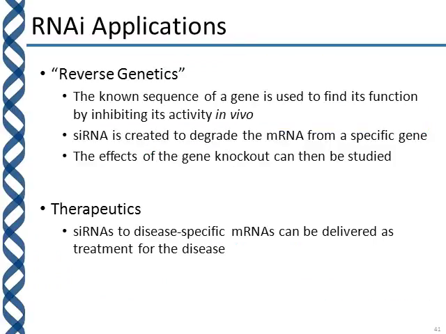So some of the RNA interference applications are reverse genetics. The known sequence of a gene can be used to find its function by inhibiting its activity in vivo. siRNA can be created to degrade the messenger RNA from a specific gene, and the effects of the gene knockout can then be studied. Or therapeutics, the siRNAs to a disease-specific messenger RNA can be delivered as a treatment for the disease.